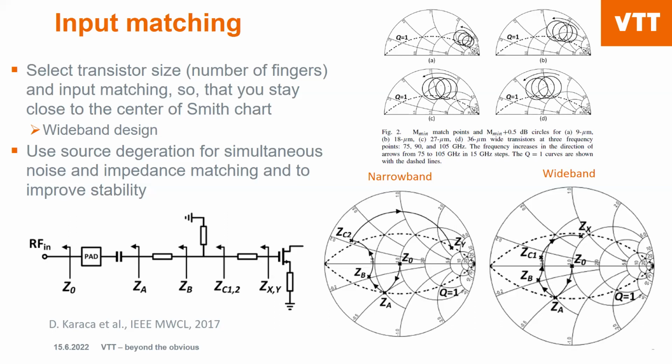Since we were clever enough, on the right-hand side we chose a transistor which is much larger. I think it's the 36 micron one. So there it's easier to go with a little longer short-circuited shunt stub and then move with the series line to point ZX, and we don't cross that Q circle. So this now leads to a wideband design.